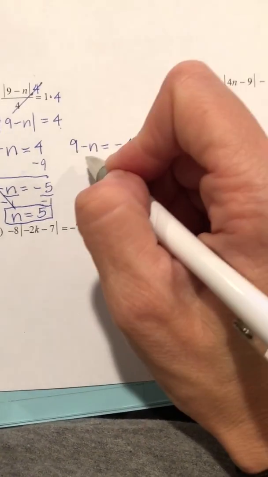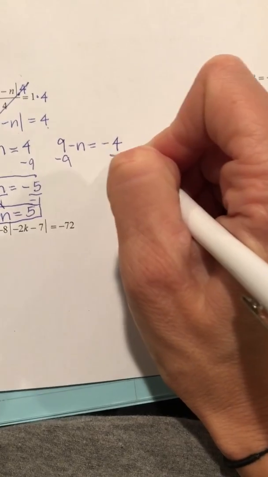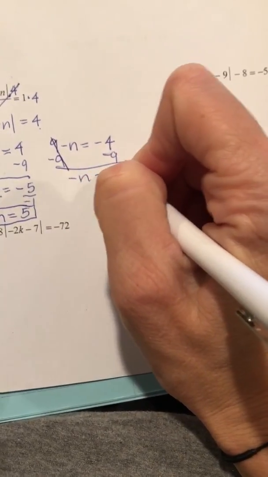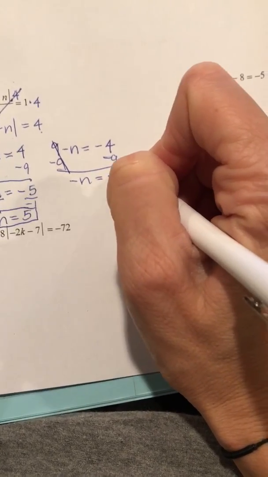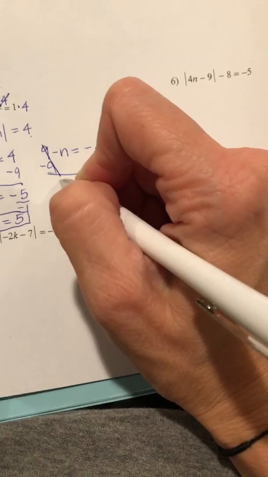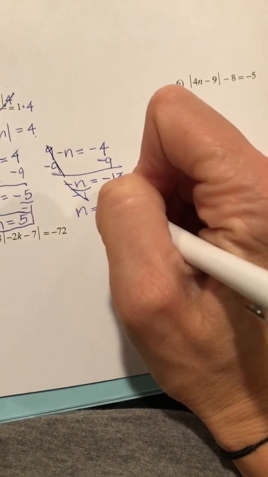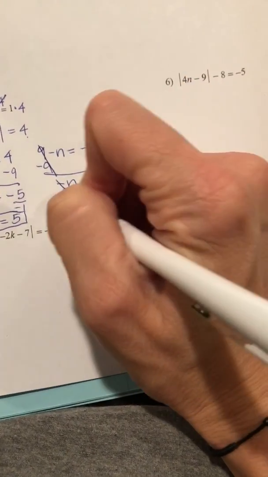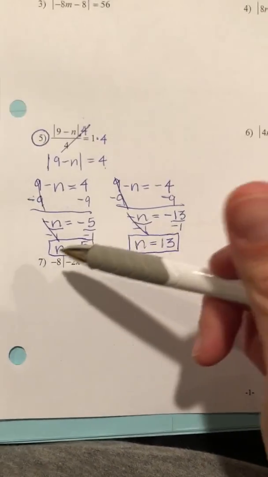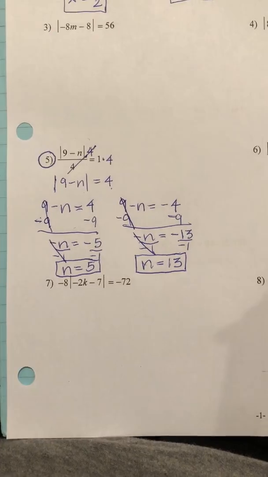And then my second solution, I will again subtract 9. Negative 4 minus 9 would be negative 13. Divide by negative 1. N is equal to 13 is my second solution. And again, both of those would satisfy my original equation.